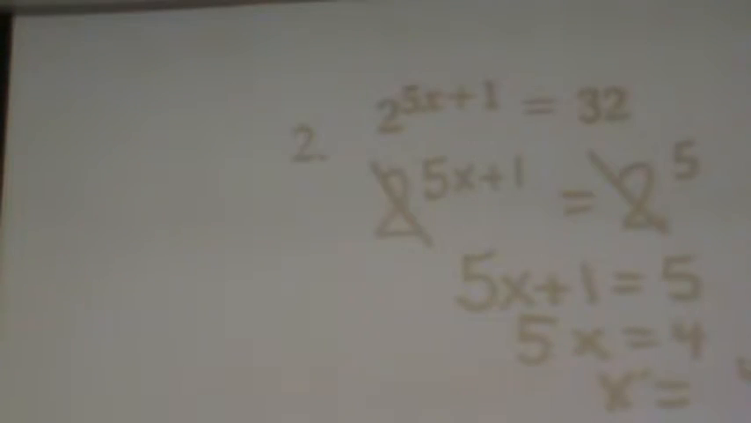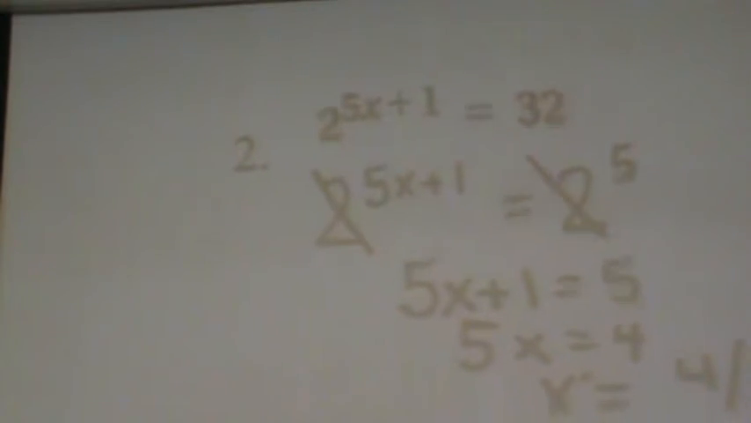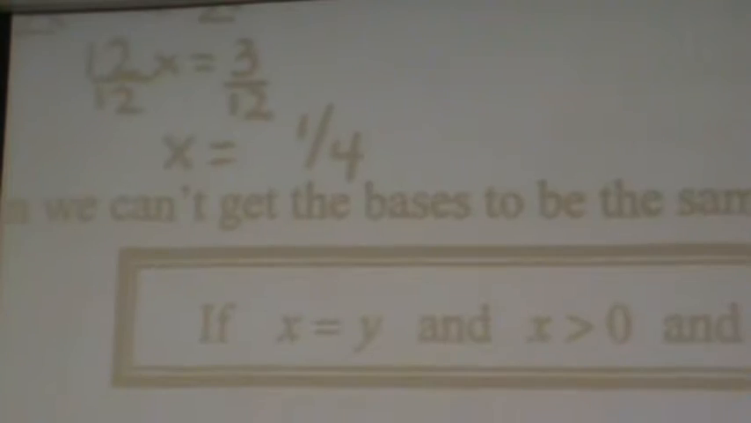Do you understand that concept? If you can get both bases to be the same, you do so. Flip this back over. What if you can't? Here's an example of when you can't. I can't make these both the same base. For example, if you had something like 2 to the 3rd power equals 5.